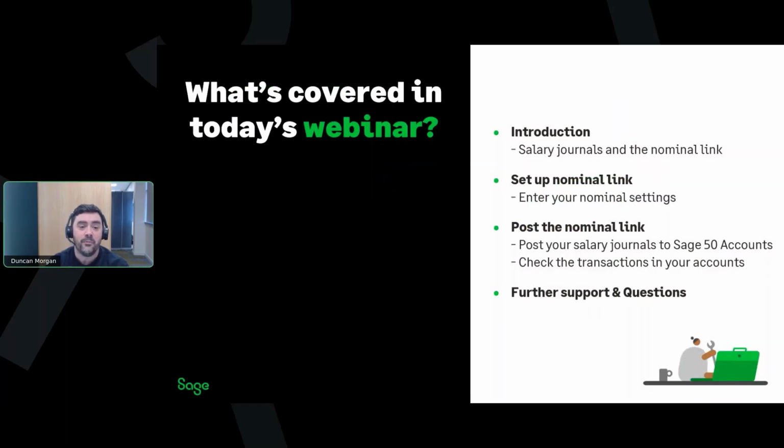Let's now take a look at what we'll cover in the webinar. We'll start with an introduction to the Nominal link, explaining what the Nominal link is and a little bit of background on salary journals. I'm then going to run you through the steps to set up the Nominal link, and in today's webinar we'll be posting to Sage 50 accounts, although it is possible to post to Sage 200 if you use that account software. We'll take a look at the Nominal link wizard and how the salary journals are created.